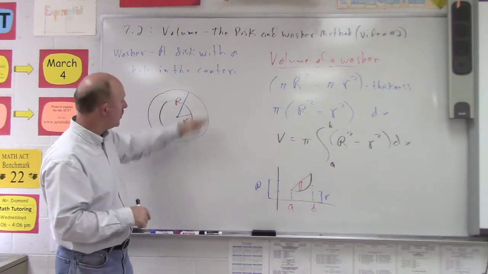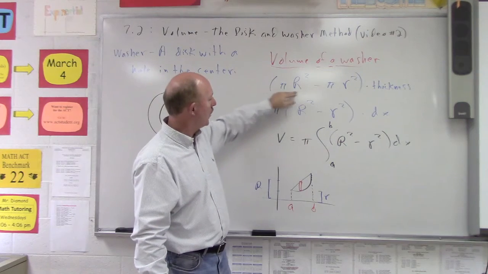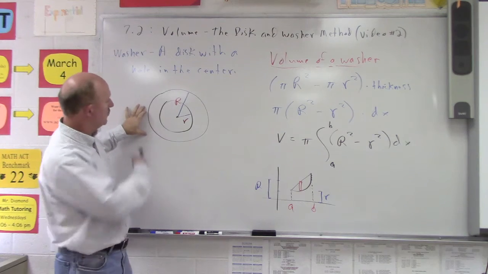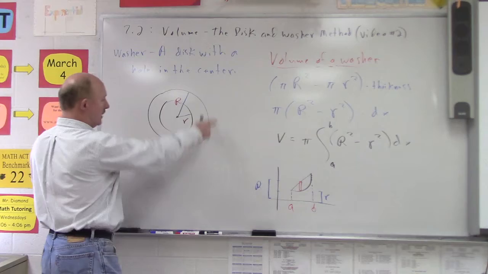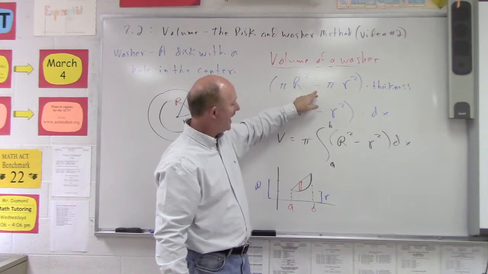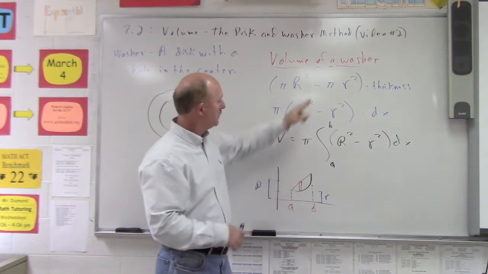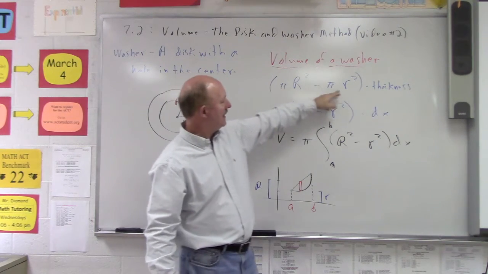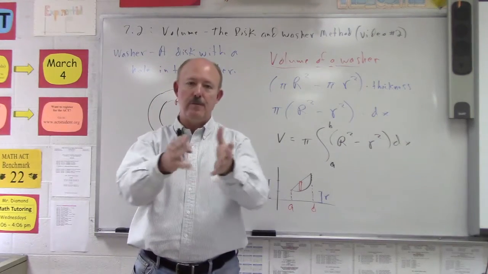Now, when we calculate the volume of a washer, the volume of a washer will be pi times the radius squared, with big R, that is the area of the outside region. Minus the area of the inside region, so pi times little r squared. So the area of the outside region minus the area of the inside region times the thickness of the washer gives you the volume of a washer.